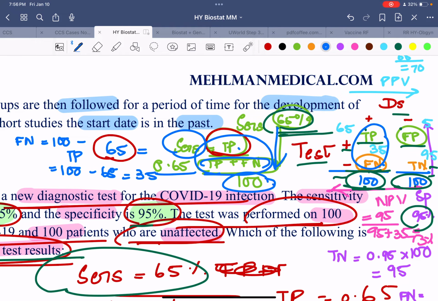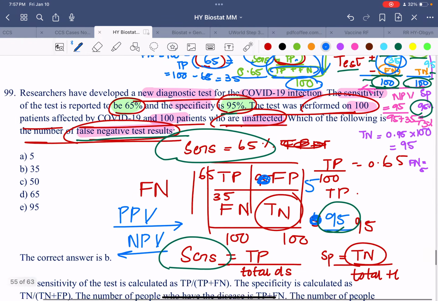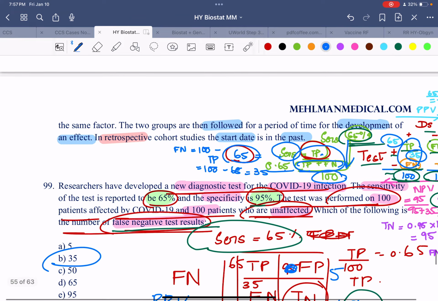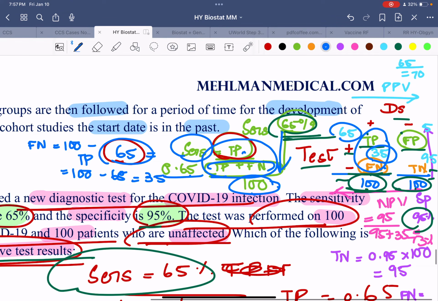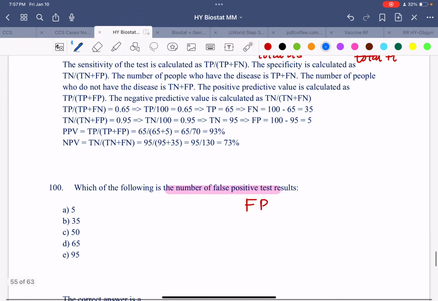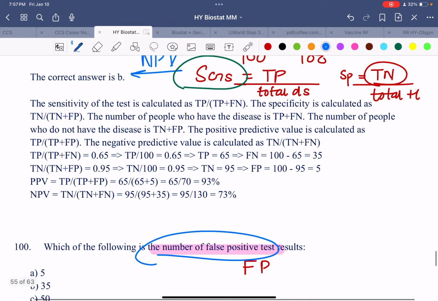Multiplying 100 by 0.65, you find that the true positives are 65. If the true positives are 65, the false negatives would be 100 minus 65, which is 35. So 35, that is B, is your correct answer. But you have to know this formula: to calculate true positives, multiply sensitivity by the total number of people who are diseased. Then take the total number of diseased people minus the true positives, and you get the false negatives. And similarly, if they ask you for the number of false positives, it is a similar thing.